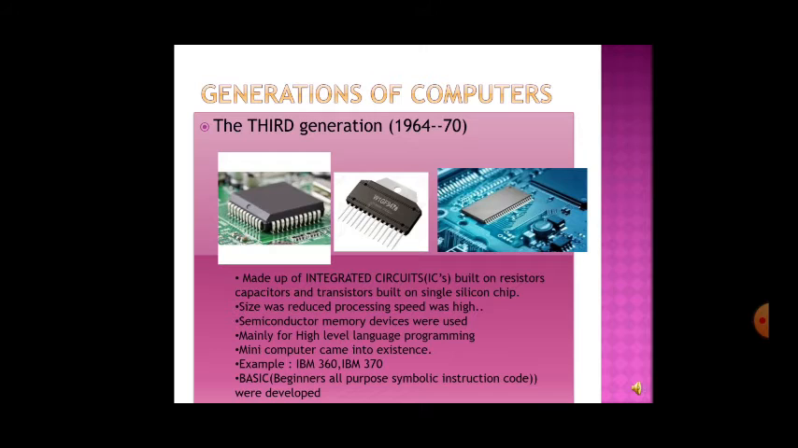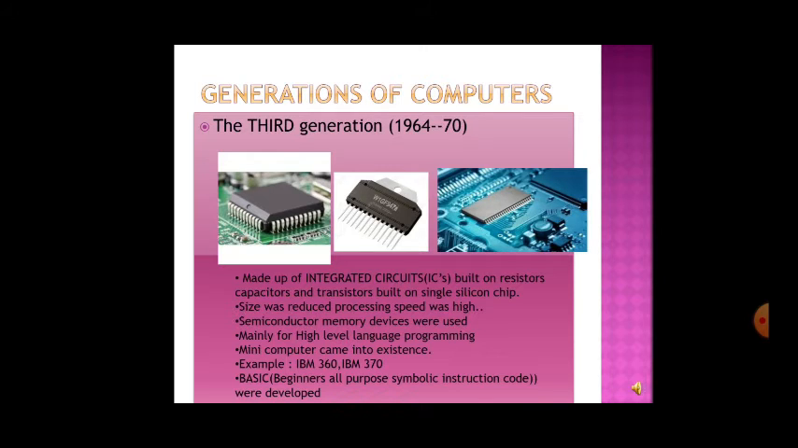Next comes the third generation, that is 1964 to 70. It was made up of integrated circuits. So what are integrated circuits? The resistors, capacitors and transistors. Earlier, in the second generation, they used only transistors. In the third generation, they put resistors, capacitors and transistors, all three combined, in a single silicon chip.